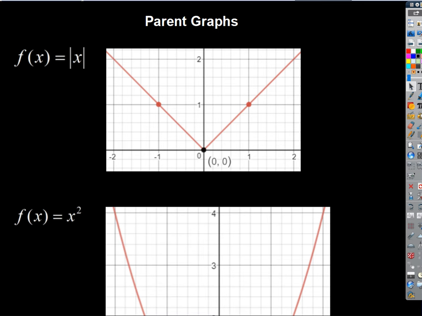So the whole point of this is we're going to start with a very generic plain function called a parent graph, the easiest version of a certain type of function, right? So for example, if we're talking about a quadratic function, the easiest quadratic would be x squared. So our parent graph for all quadratic functions would just be f of x equals x squared. And then we're going to soup this up.